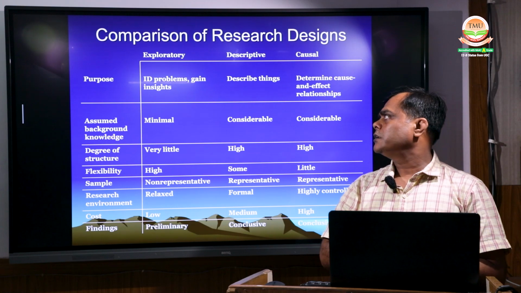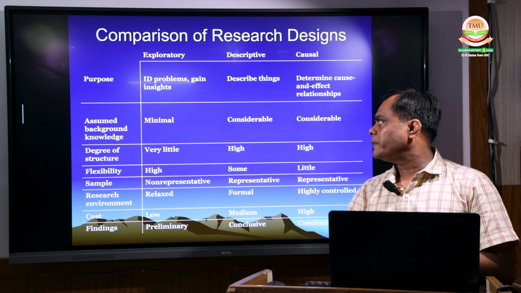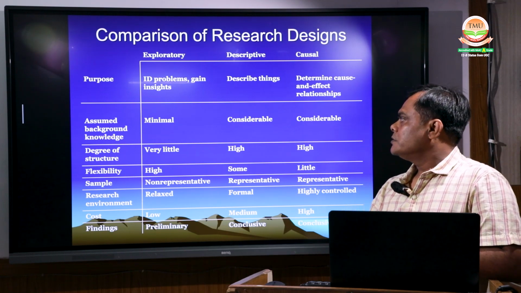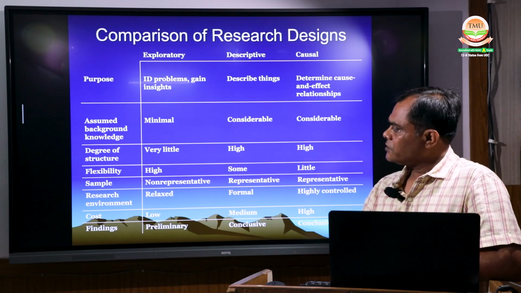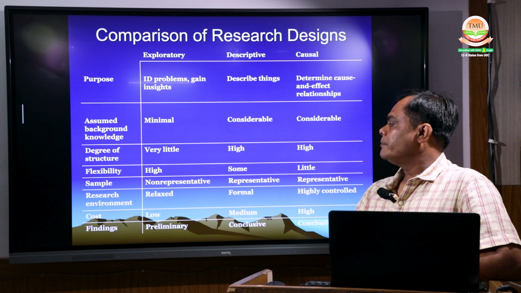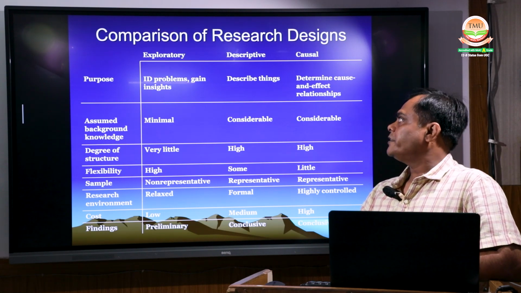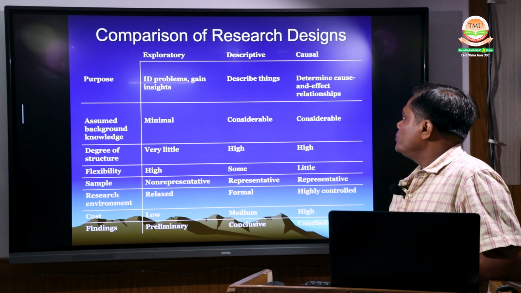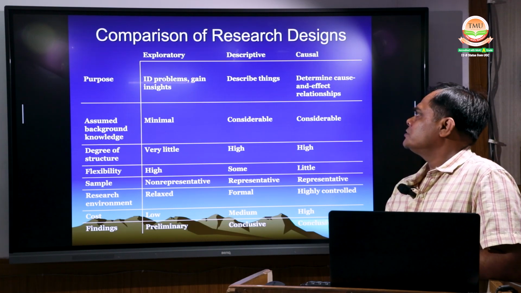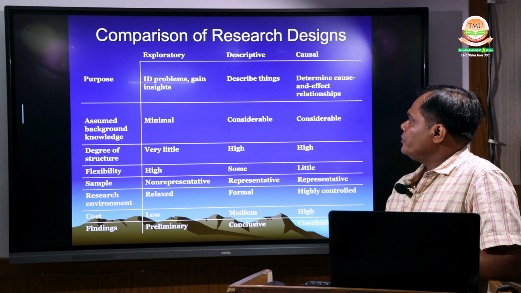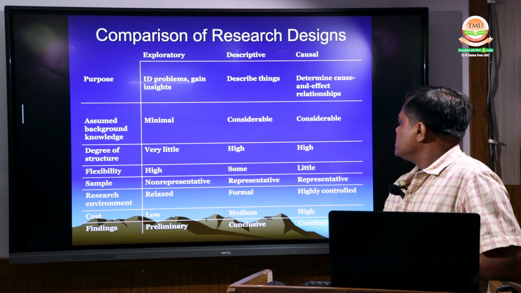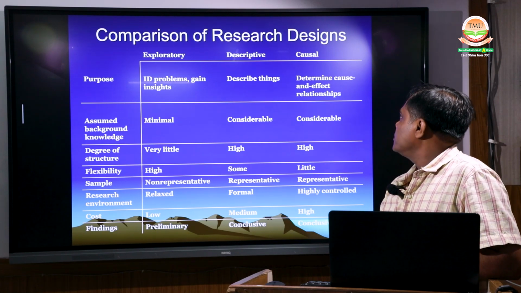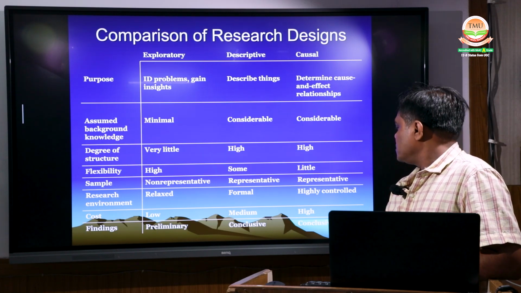So these are the comparisons on the basis of different parameters. The parameters are purpose, assumptions, background knowledge, degree of structure, flexibility, sample, research environment, cost and finding. On that basis, we have to compare which research has more probability than others. We can see that on all these things, a higher standard is given by causal research, but it has very high time and cost considerations.